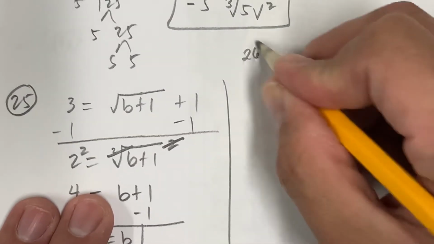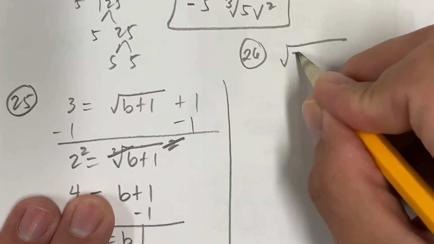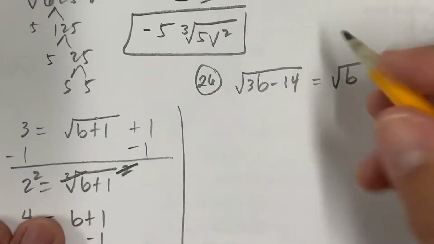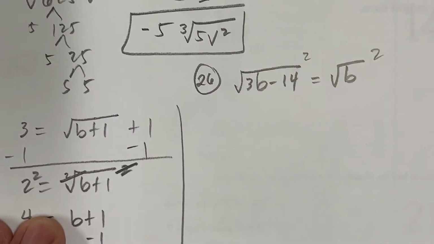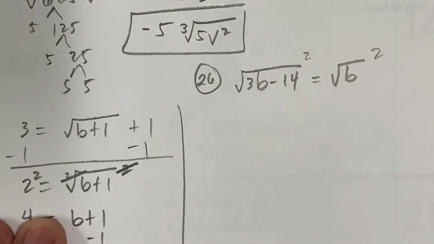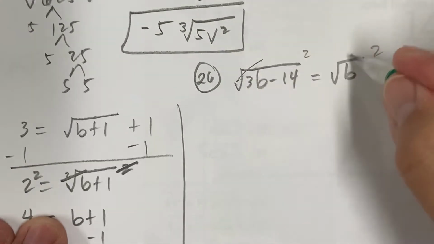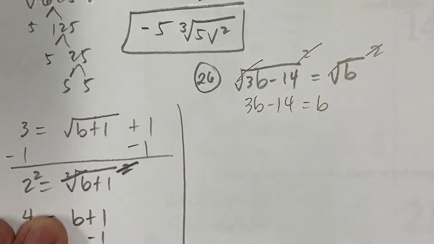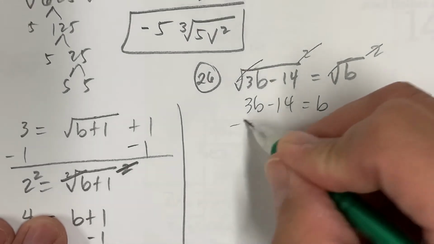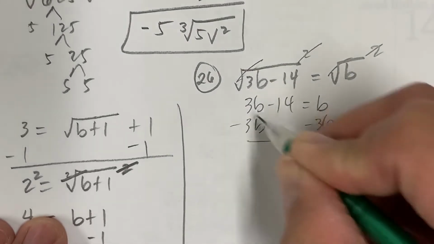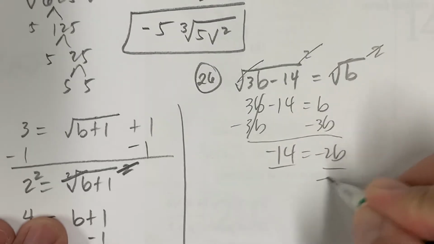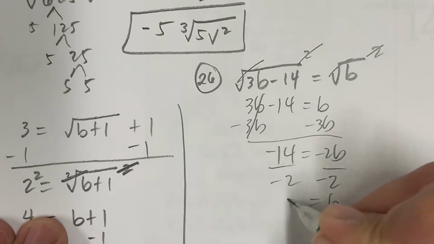Number 26. This is simpler because both of them have square root on each side of the equation. So I can just square this, square this. If I square that one, this cancels out. So what's left is 3b minus 14 is equal to b. Then you can just solve the algebra for the variable b. I'm going to subtract 3b here, subtract 3b there. This crosses out, negative 14 is equal to negative 2b. Divide each side by negative 2. b is equal to 7.